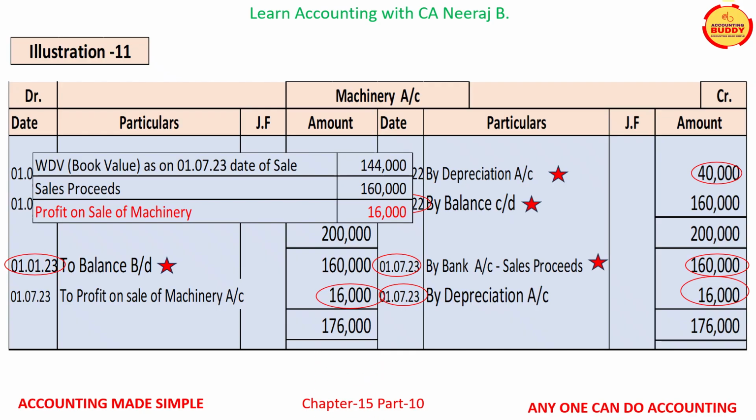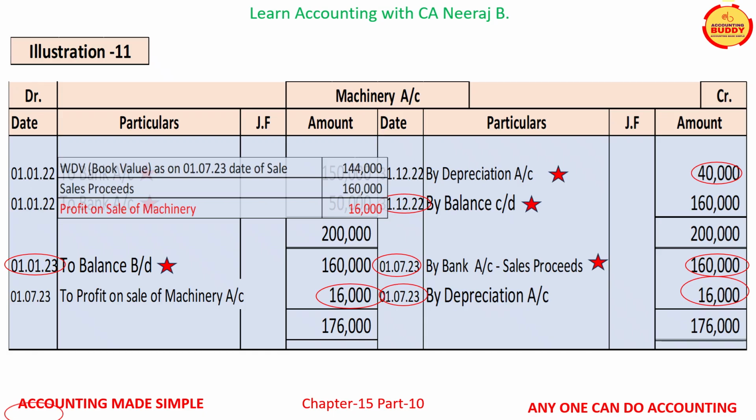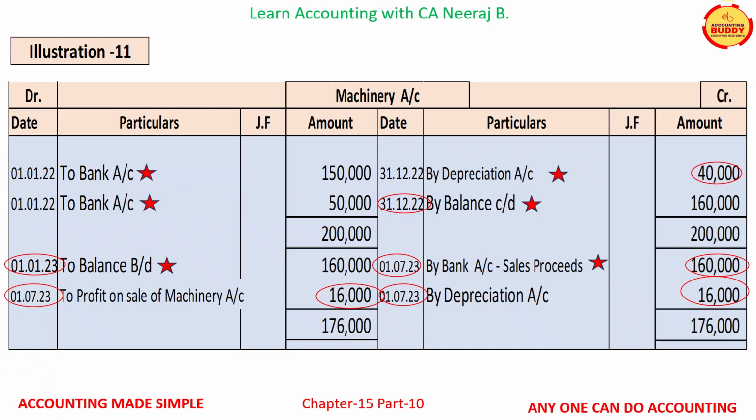We have $16,000 as the profit on sale of machinery, which will be recorded on the debit side of the asset as on 1st July 2023 by writing the words to profit on sale of machinery account. Thus the machinery account is said to be balanced.